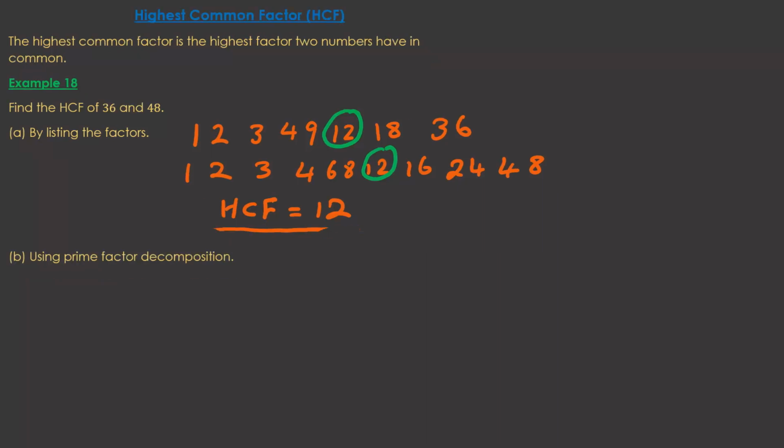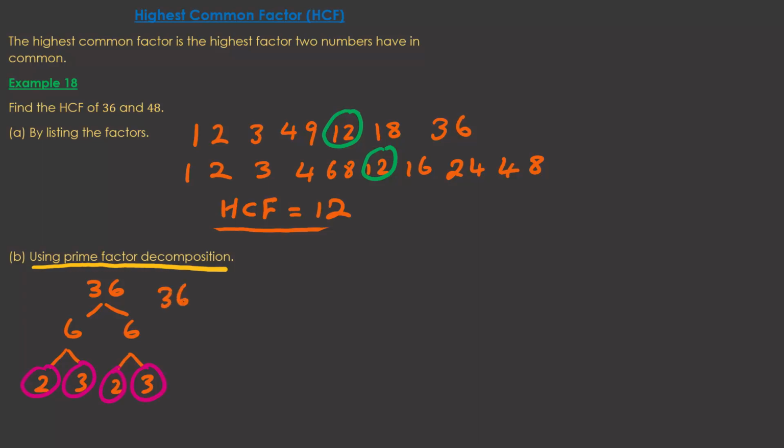Now, we also want to tackle this problem using prime factor decomposition. So let's start with the 36, which we could write as 6 times 6. And each of those is 2 times 3. So we've got primes at the end. And we can say that 36 is 2 times 2 times 3 times 3.